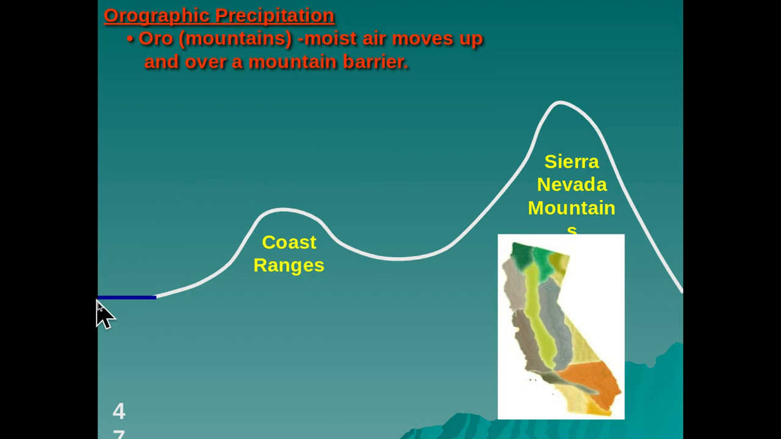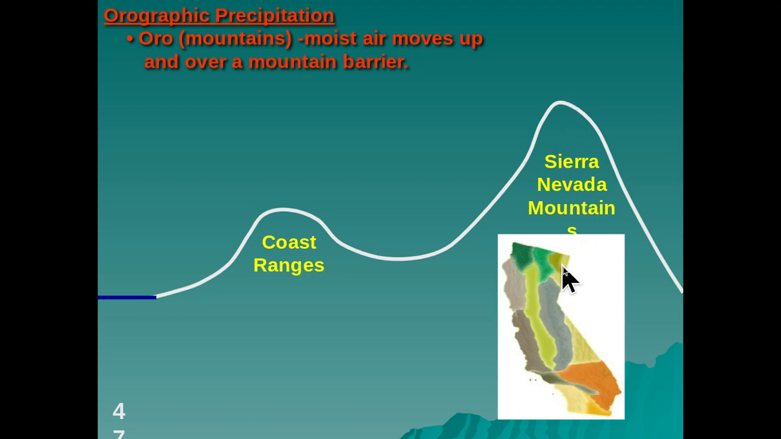So here you can see we have the Pacific Ocean, and then we have the coast ranges, which is a mountain range along the California coast that probably gets up to about a couple thousand feet in elevation. Here would be the San Joaquin Valley, and then as we move up the western side of the Sierra Nevada mountains, this would be the Sierra Nevadas, which would get probably about 10 to 12,000 feet in elevation.